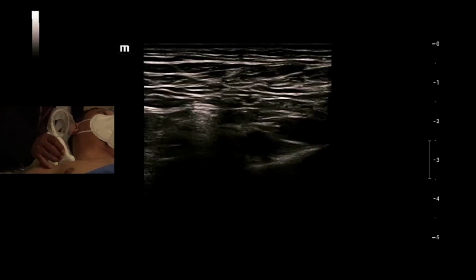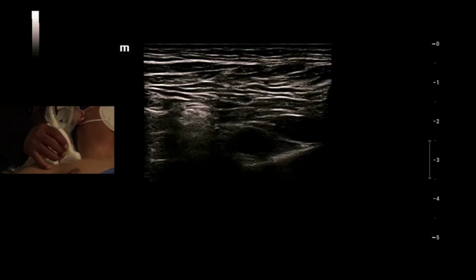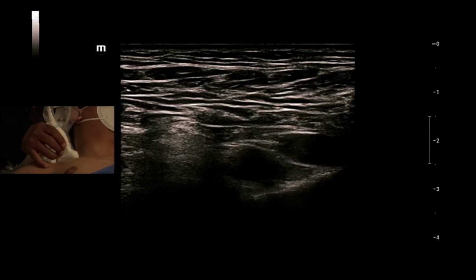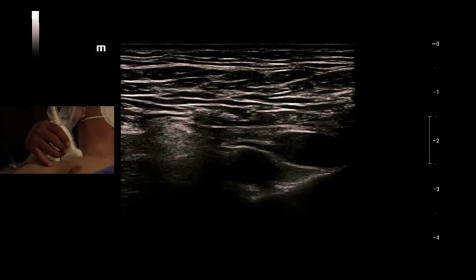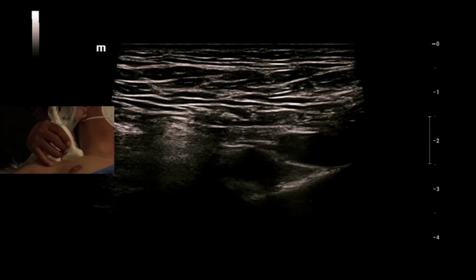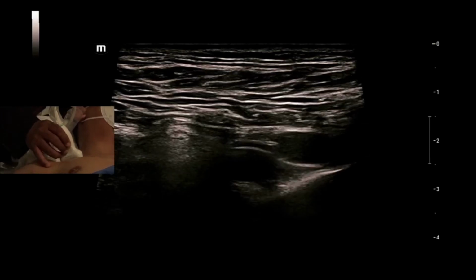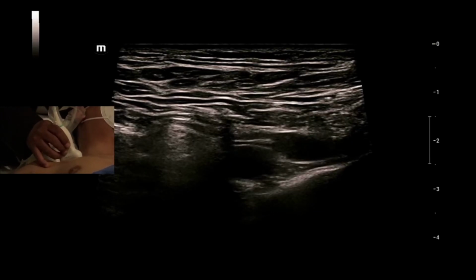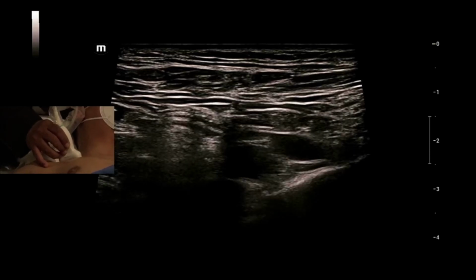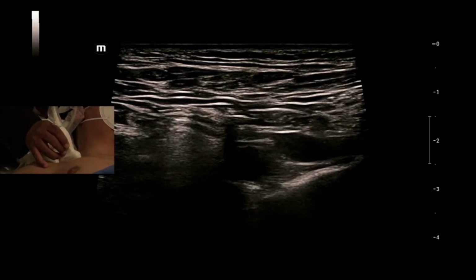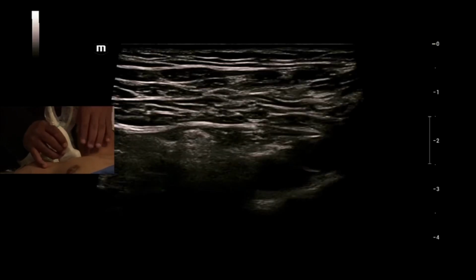Now, I just want to optimize the image a little bit. See, the focus is not in the right place. Can you move the focus up, please? Yes, thank you. Reduce the depth. Can you put it on virtual convex? Okay, see, we did a little magic here. Now, we've created a virtual convex with a linear probe, because this gives you a much wider field of view and lets you see the image better.